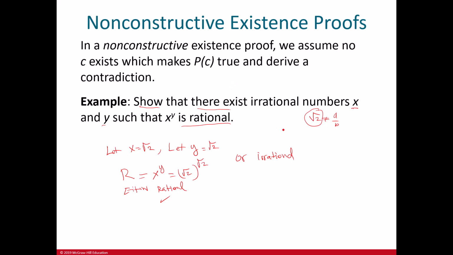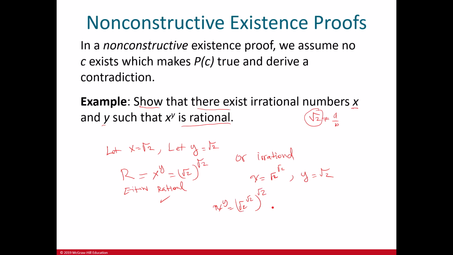Then I say, no problem. You say this is irrational, so I'm going to say x equals the square root of 2 to the square root of 2. And then again, I'm going to let y equal the square root of 2. So I have two irrational numbers, and I'm going to put one to the power of the other. So I'm going to say x to the y. In this case, it's going to be equal to the square root of 2 to the square root of 2, all to the square root of 2.